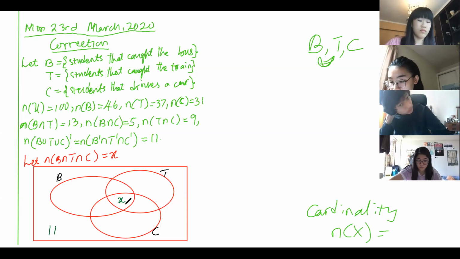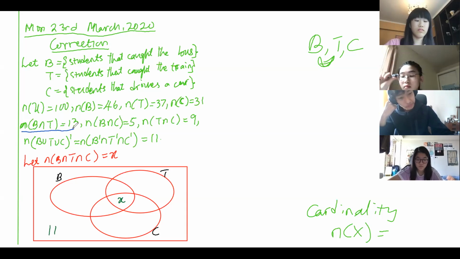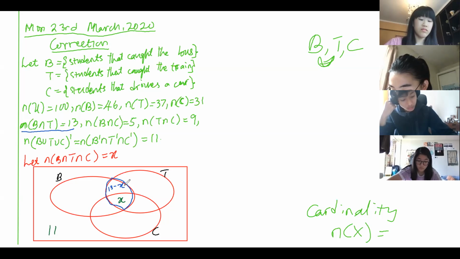Okay. So we start from the 3. Then we're going to fill in the 2. Then we're going to fill in the 1. So for this part, please let me have your attention. B intersect T is 13. That's 13 is everything here. Okay, that's B intersect T. So the smaller part will be 13 minus X. Okay, so please take note of what you did if that's not what you did.